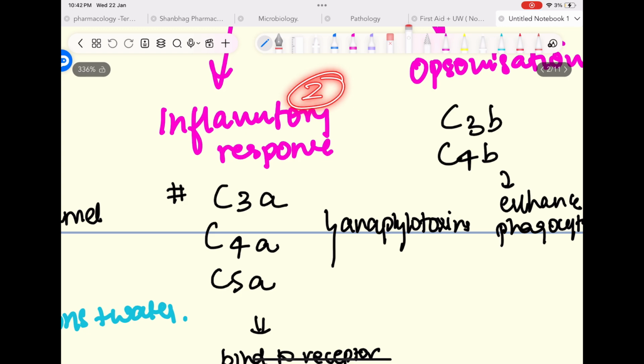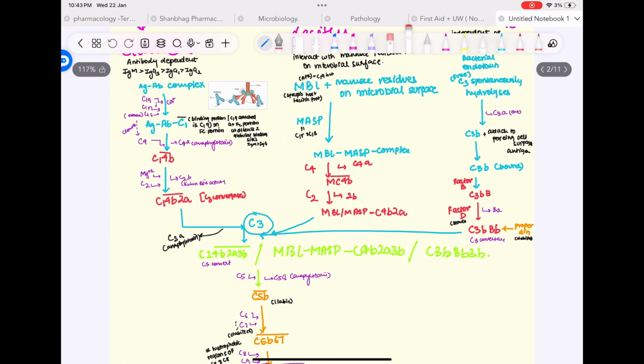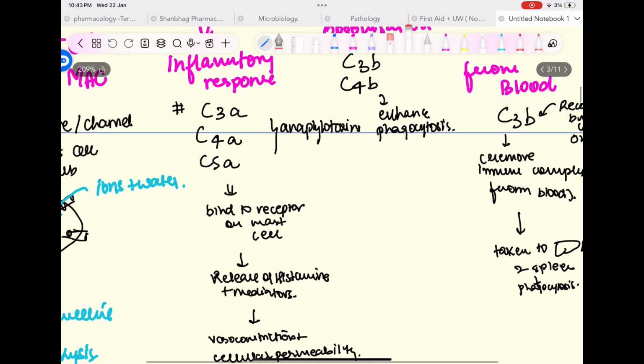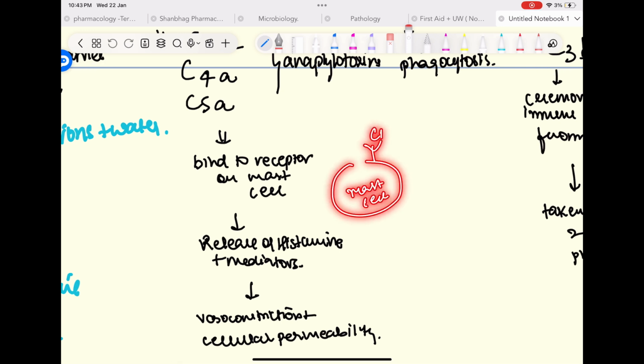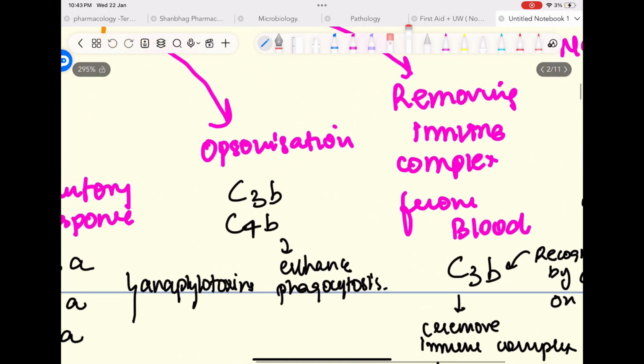The second being the inflammatory response. Now we had seen earlier that there are these fragmented proteins called C4a or C3a, known as anaphylatoxins, that have been removed from this system, but they are now useful as all these anaphylatoxins bind to the receptor on the mast cell and cause release of histamine and other mediators, which causes vasodilation and increased cellular permeability.